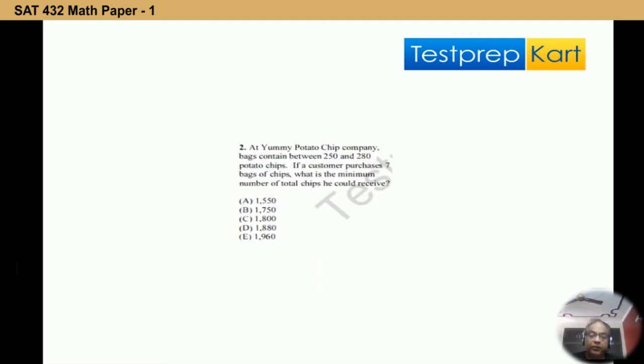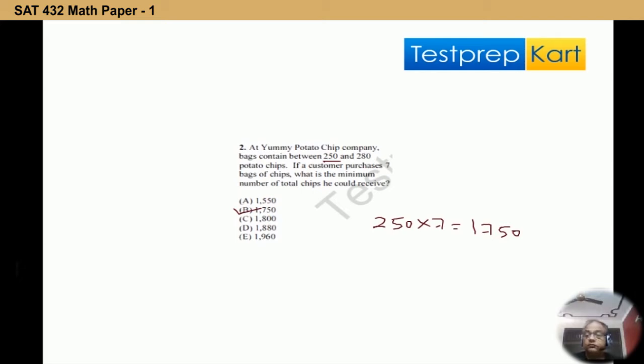Now at Yummy Potato Chip Company, the minimum bags are 250. Okay, it could be 250 to 280, but minimum is 250. Now if a customer purchases 7 bags of chips, so minimum number will be 250 into 7. Although there is another figure which is 280, that's on the higher side. And the question he is asking is what is the minimum number? And therefore, this is equal to 1750. So option B is correct.